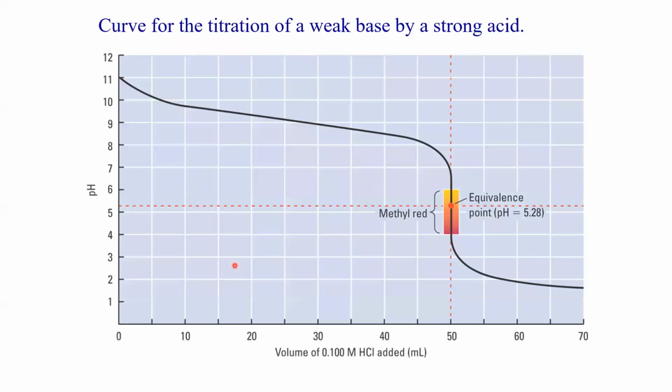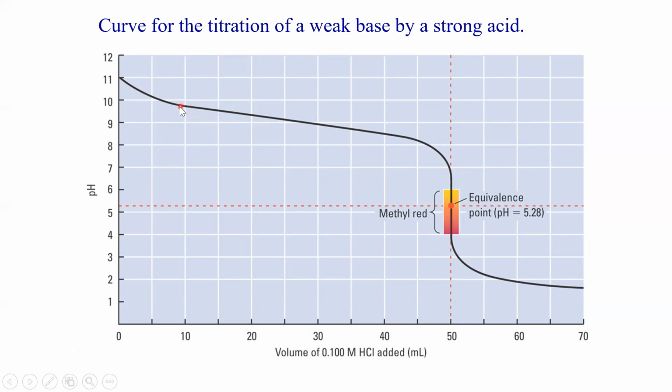So let's look at kind of the opposite titration. We're going to look at a weak base being titrated with a strong acid. So now the x-axis here is the volume of hydrochloric acid that's added. That means we're going to start with the weak base up here. And as we add acid, we're going to see what happens to the pH.